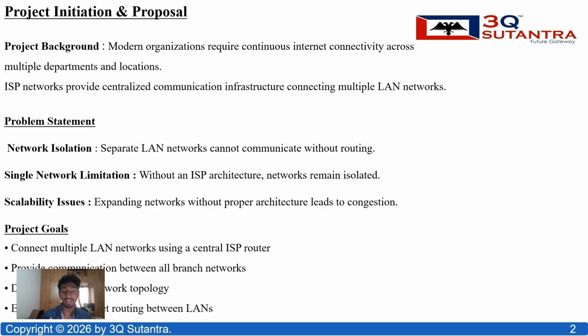And the network implementation steps are: step 1, create a 4-router core cloud; step 2, connect 6 edge routers; step 3, configure IP addressing; step 4, enable EIGRP routing; step 5, verify the connectivity by pinging, and check whether the EIGRP protocols are running or not.